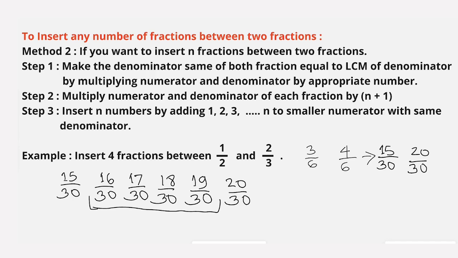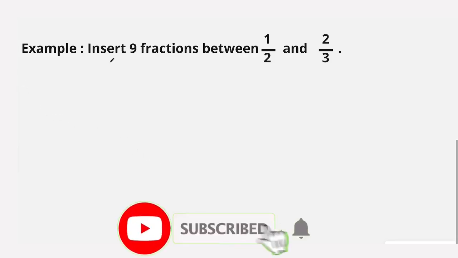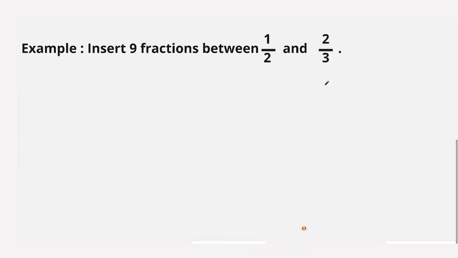Now we go to the next example and we will insert more numbers to the same question. Our next example is insert 9 fractions between 1 upon 2 and 2 upon 3. Earlier we had inserted 4 fractions in between the same 2 numbers. Step 1, we have to make the denominator same for both the fractions, which is equal to the LCM of both the denominators. So denominators are 2 and 3 and LCM is 6. We already did this in the previous example.